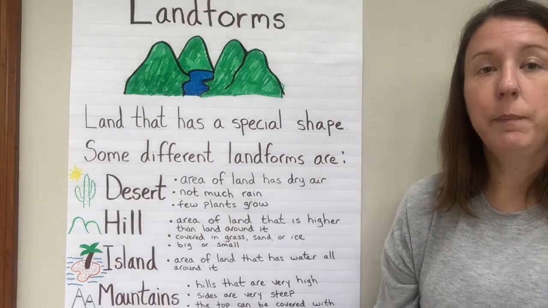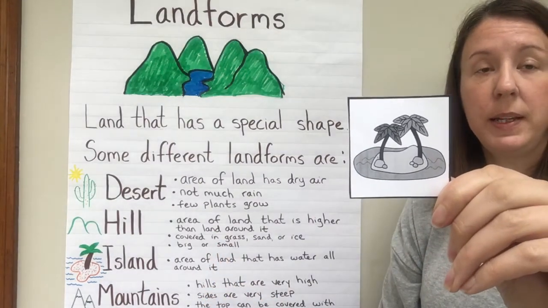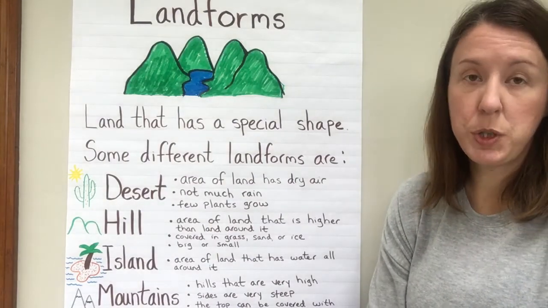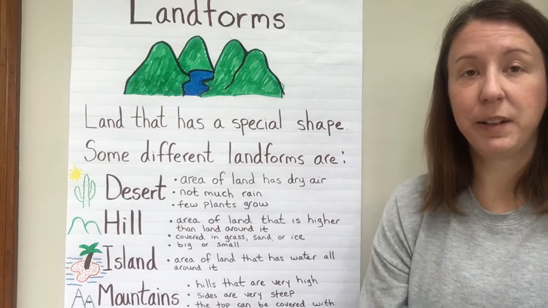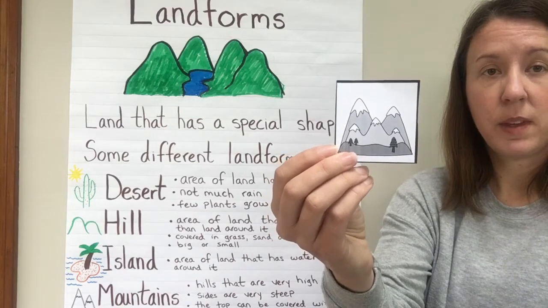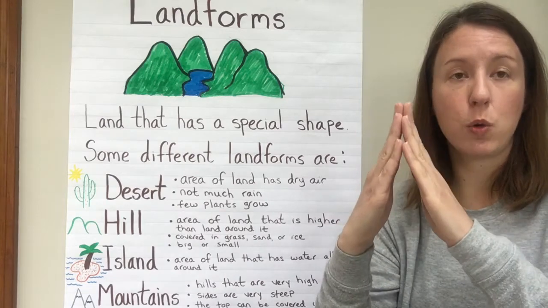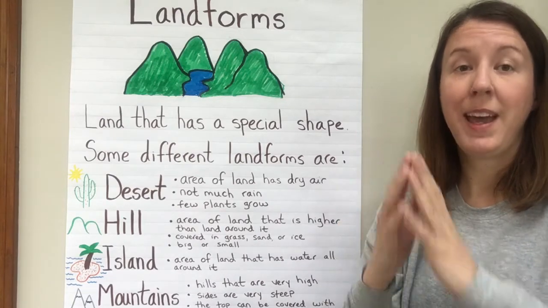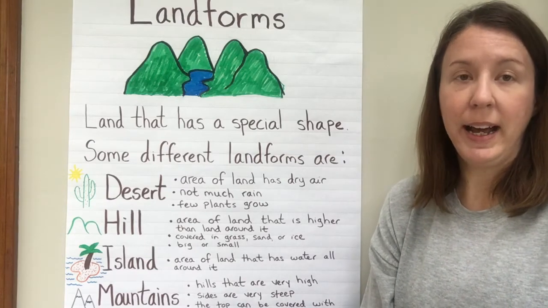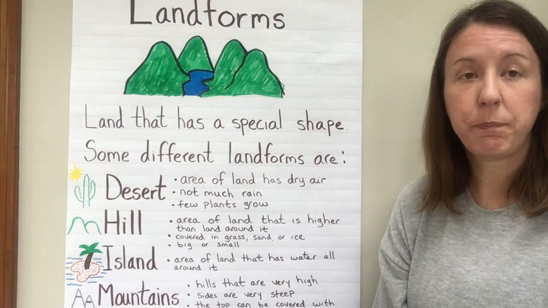The next landform is an island. Islands are pieces of land that are surrounded all by water. And you usually need a boat or an airplane to get there. Mountains are like hills, but their sides are very steep. So their sides almost go straight up and straight down. And some mountains at the top are covered in snow and ice. And a lot of people like to go hiking on mountains and climb up the mountains.